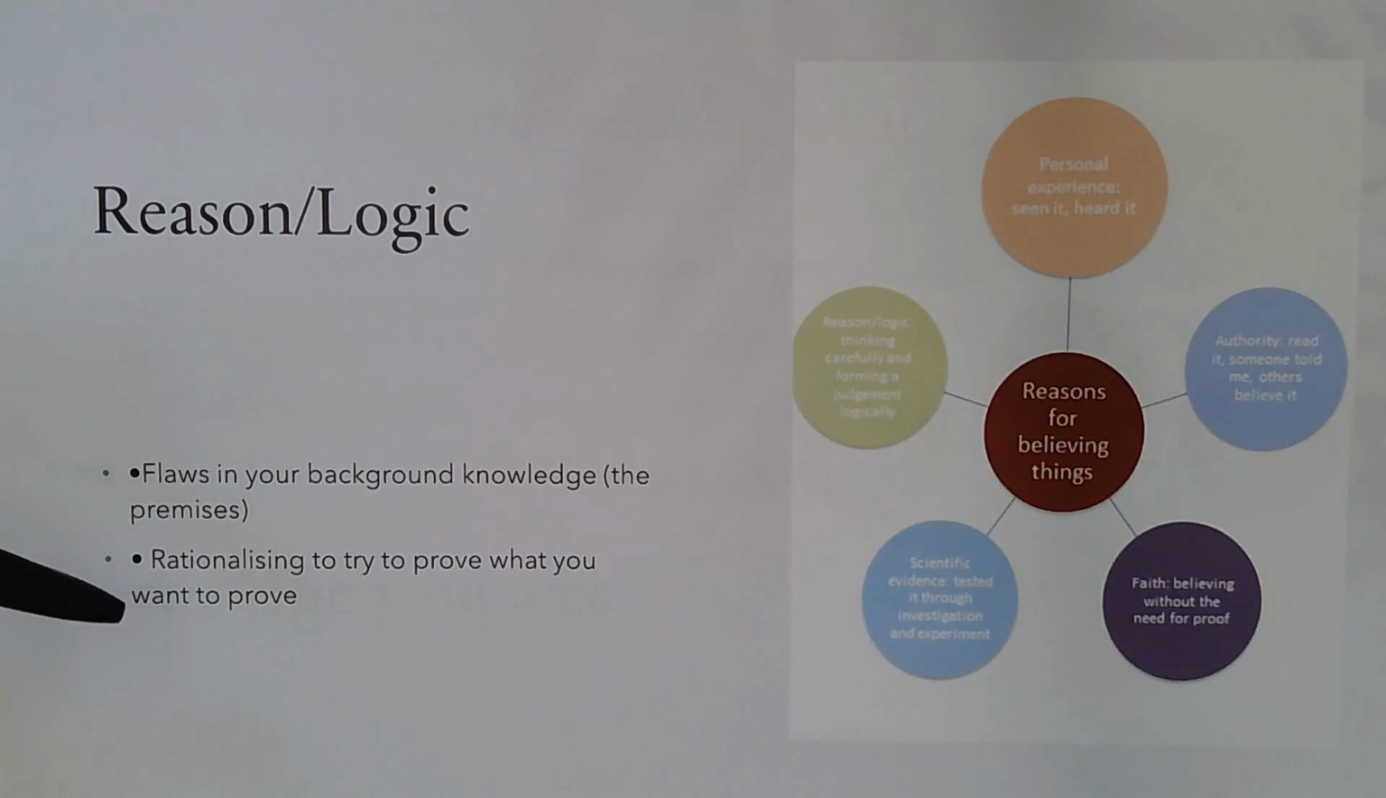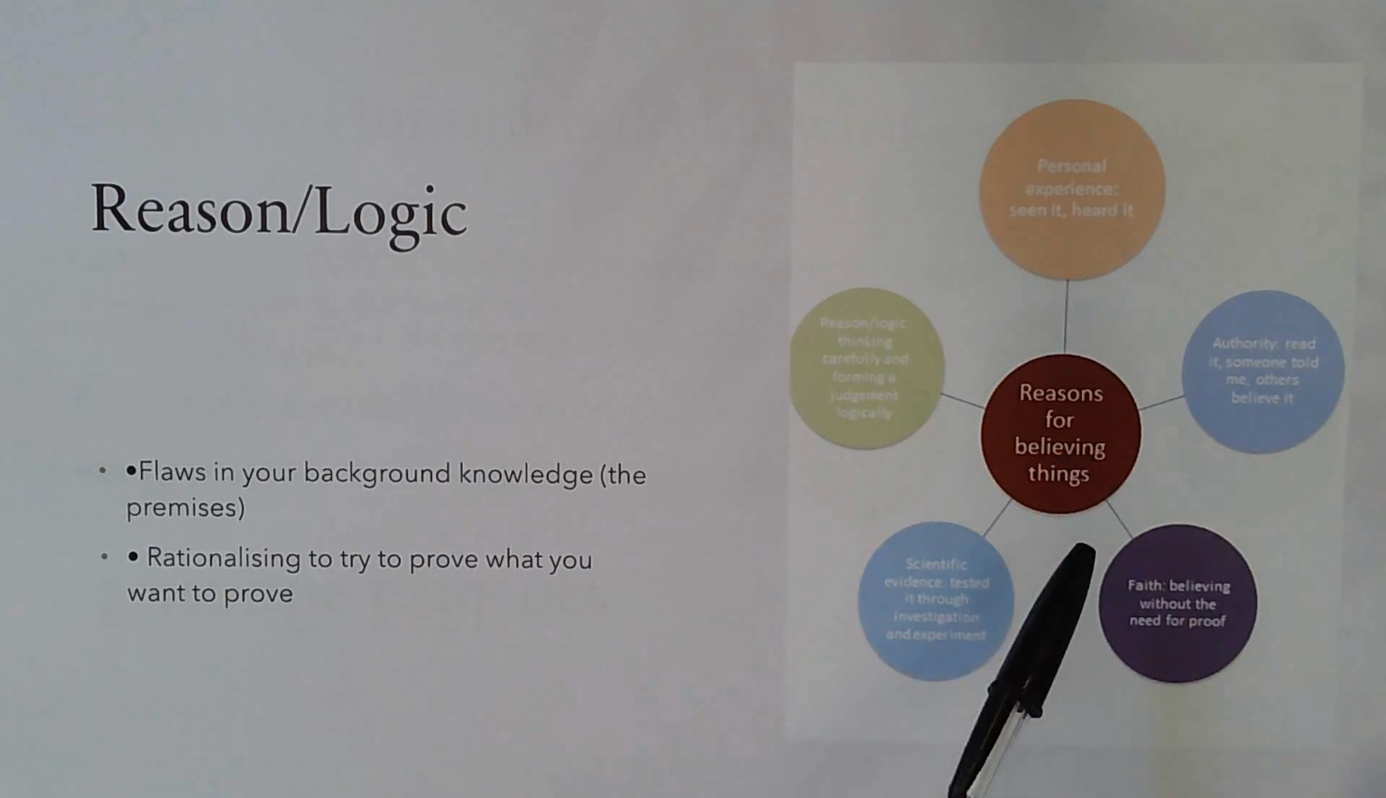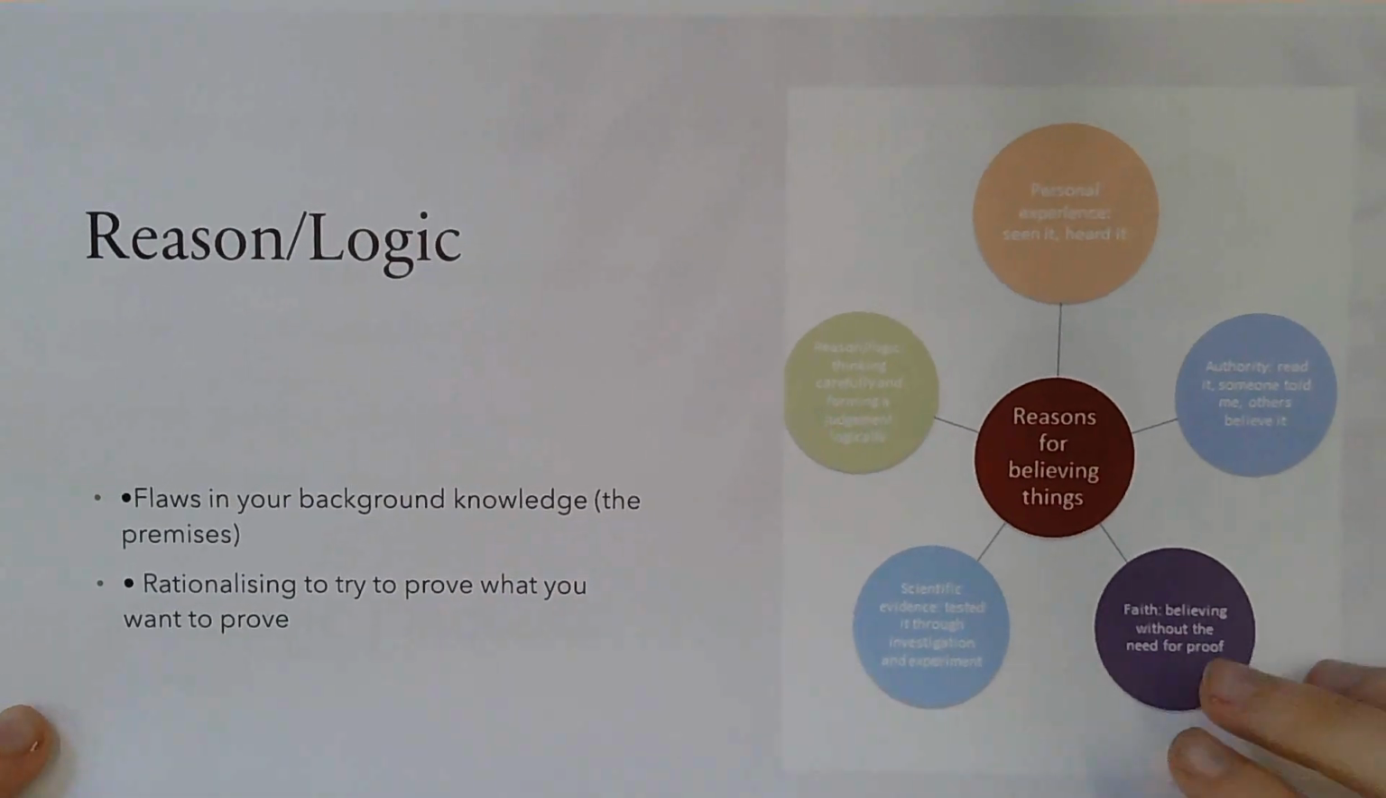Also rationalizing to try to prove what you want to prove. So that's quite similar to if you want something to be true, it's not the same as it being true. If you're just rationalizing to prove what you want to prove, are you really proving that it's true? So these are 5 reasons for believing things that people have all around the world, and humanists would challenge them in different ways to ensure they use science to come out with the real truth.